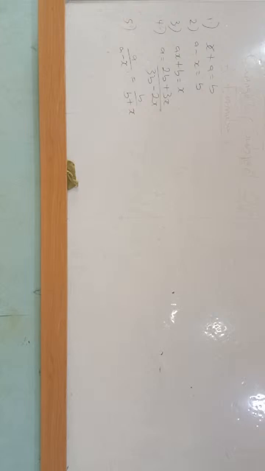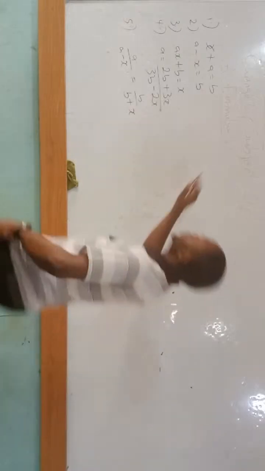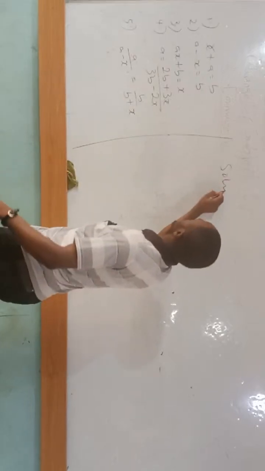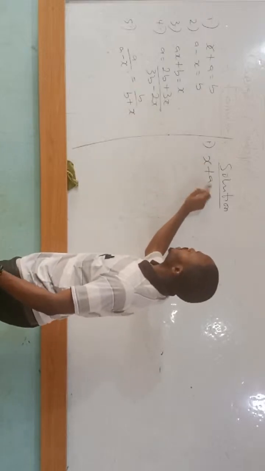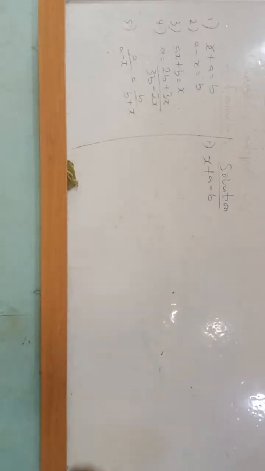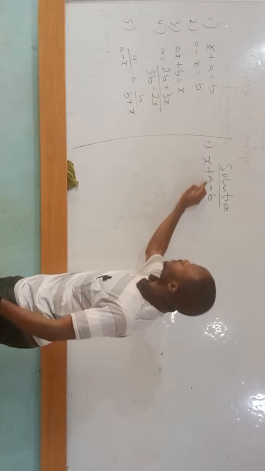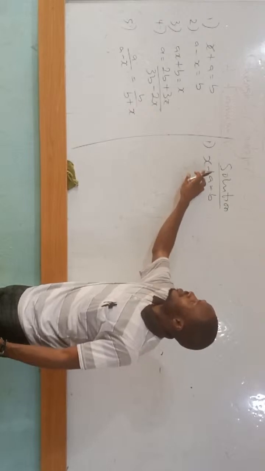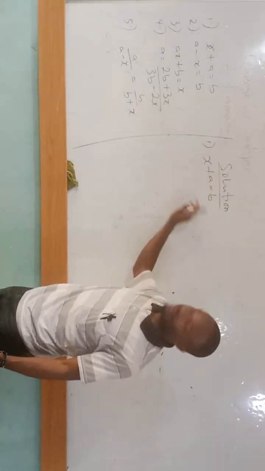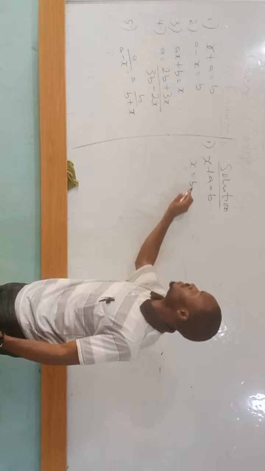Okay, number 1. Let's tackle the problem we have here. You have x plus a equals b. You want to make x stand alone. To do that, let's check what's hindering it from having that effect. What's that? Your a. So to get rid of the a, you take it to the other side. Since it's plus, it becomes minus, so you have x equals b minus a.